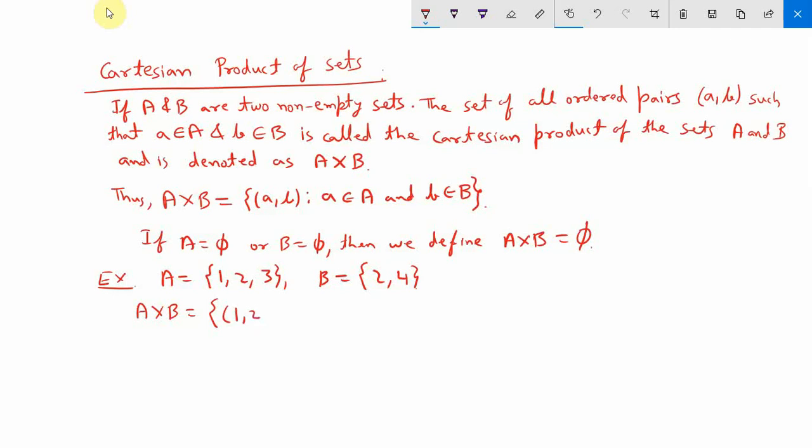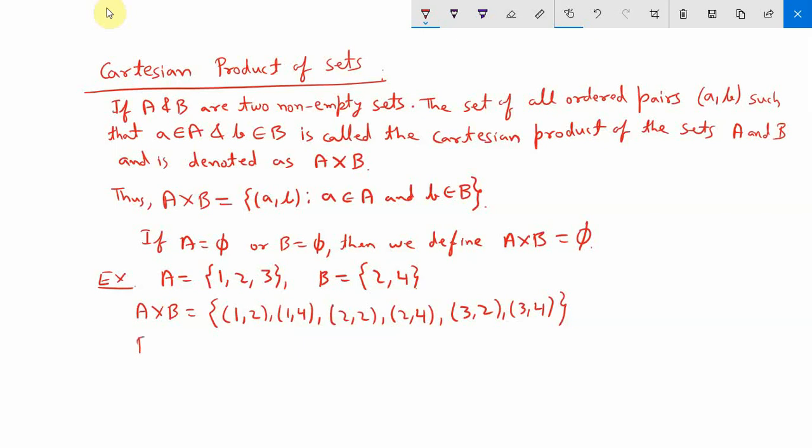So (1, 2), (1, 4). Okay. These two ordered pairs. Next we will consider 2 in set A. So (2, 2) and (2, 4). Then we will consider 3. So (3, 2) and (3, 4). Okay. So these are the ordered pairs resulting from A × B.